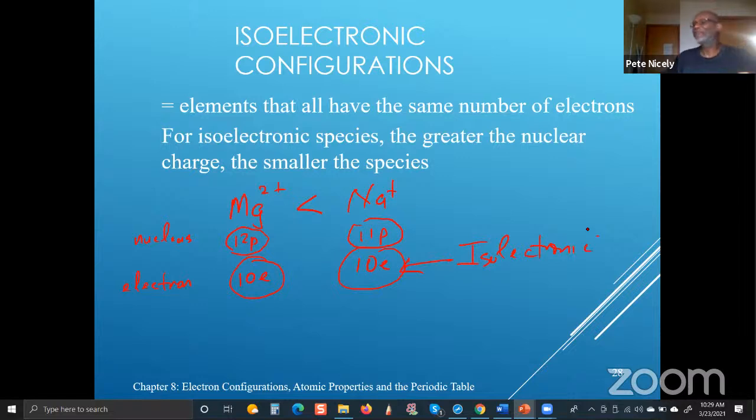So basically if you have a series of isoelectronic species, then what you look at to determine which has the greater or smaller size is the number of protons. The greater the number of protons, if the number of electrons are the same, then the smaller would be the size of the particular species or structure.